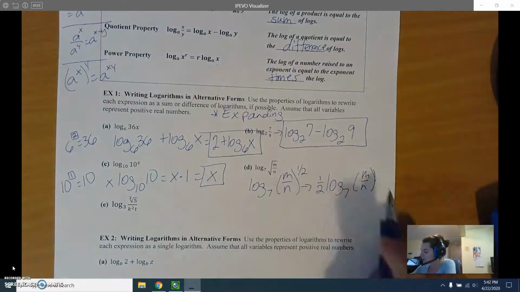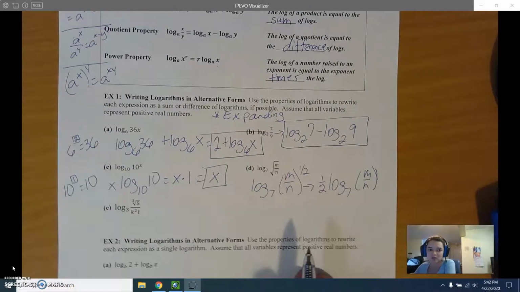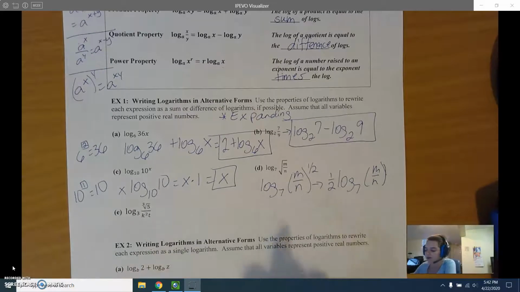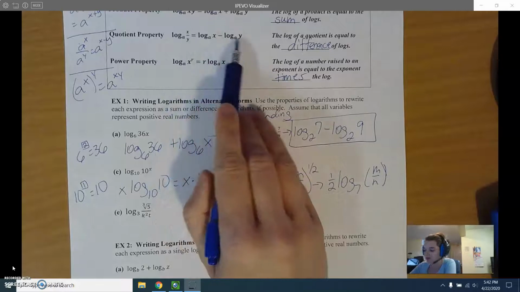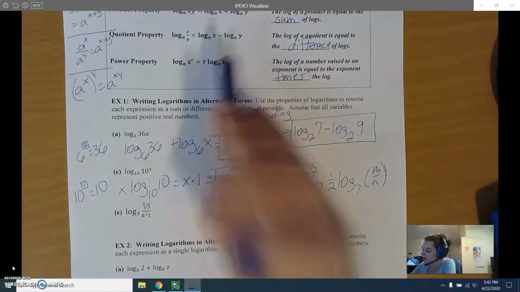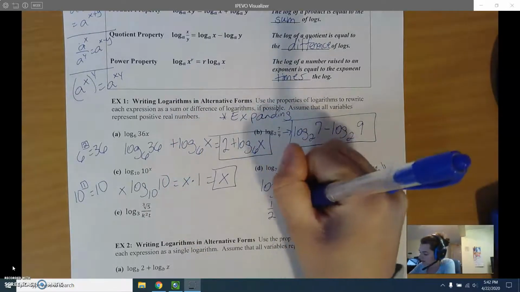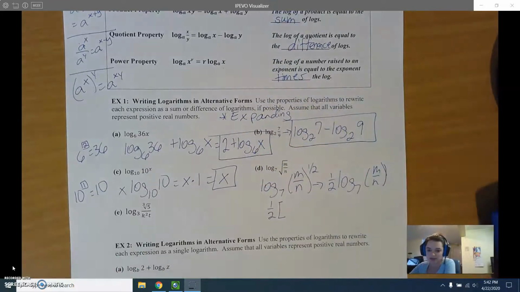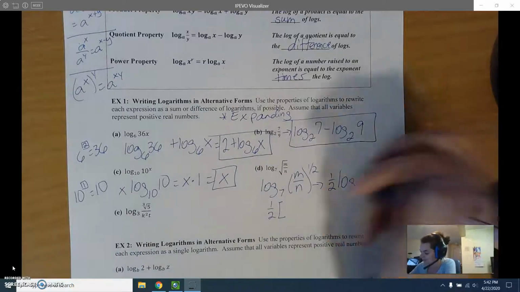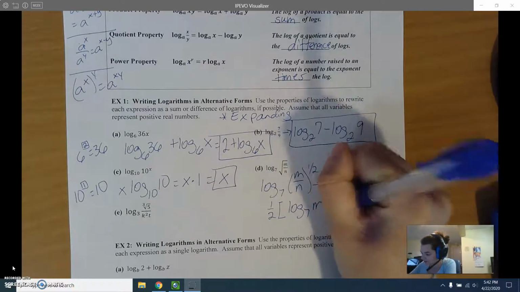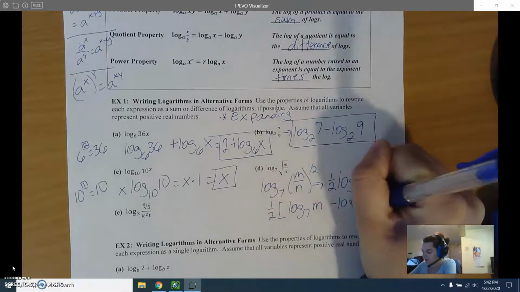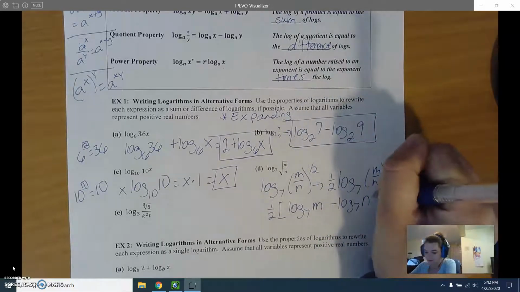Okay? Then we can deal with the division, and so the division, we would use that quotient property and say that if things are divided inside our logarithm, we can separate them with subtraction. So now I've got 1/2 times, I'm just going to use brackets because I'm about to multiply by 2 logs that are subtracting each other. So that would be the log base 7 of m minus the log base 7 of n.